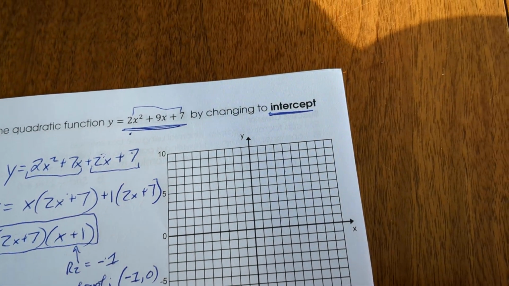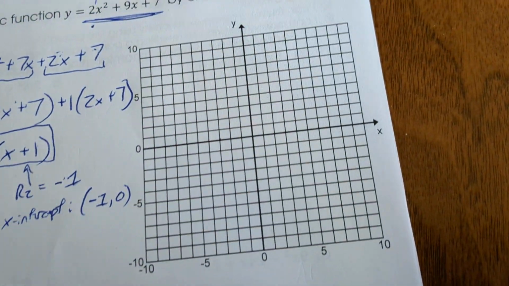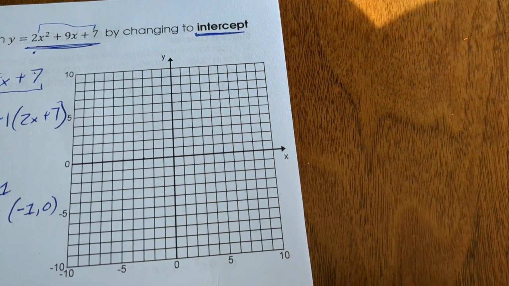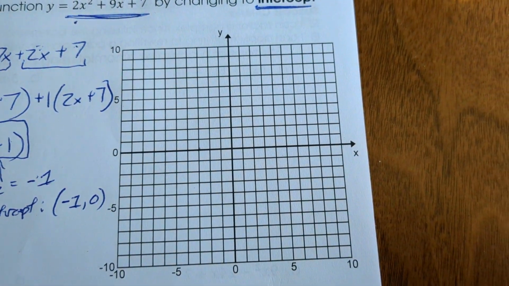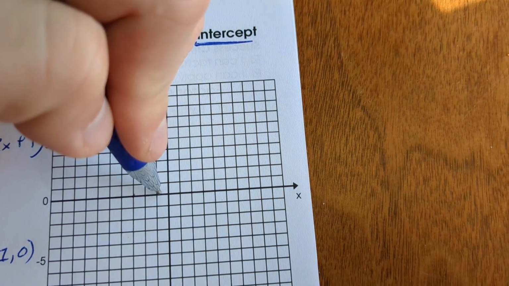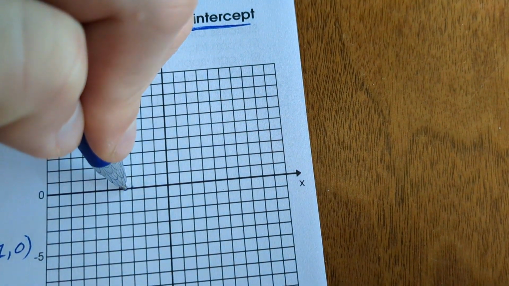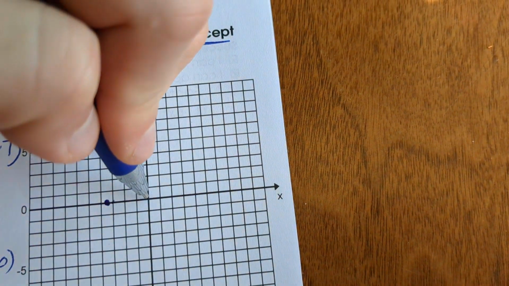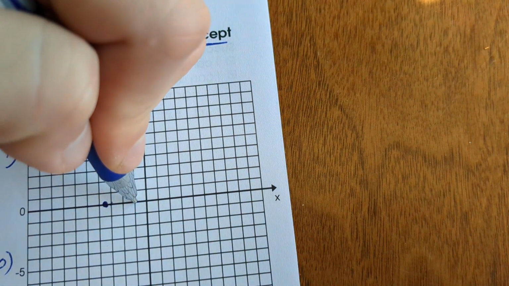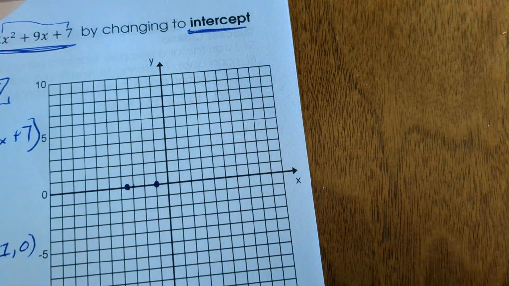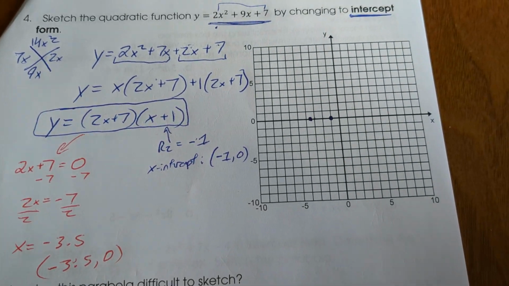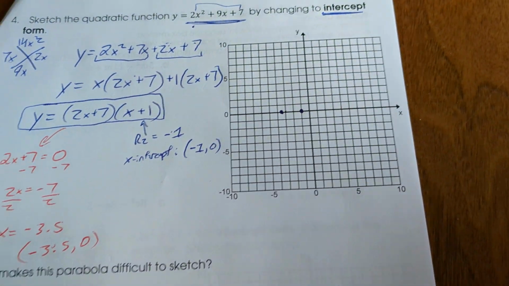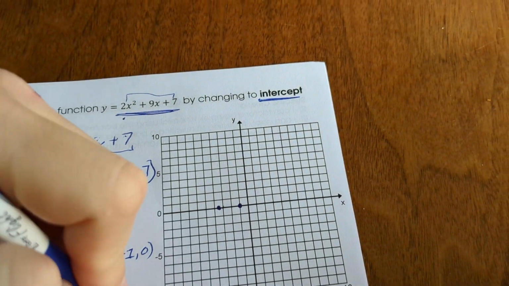And now we go ahead and graph this. One x-intercept is -3.5, so 1, 2, 3.5, and the other one is -1. It's here. Now that we have our two x-intercepts, just remember we have to find the vertex now in order to finish graphing this.